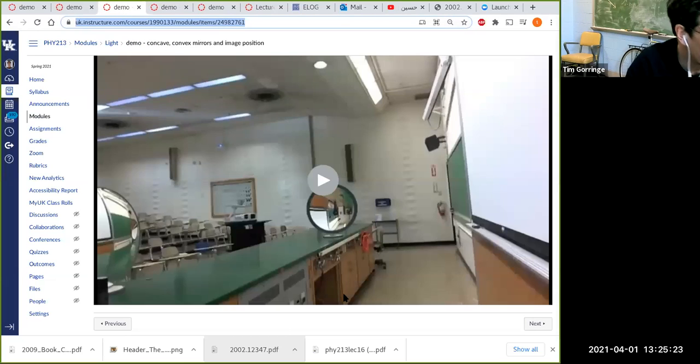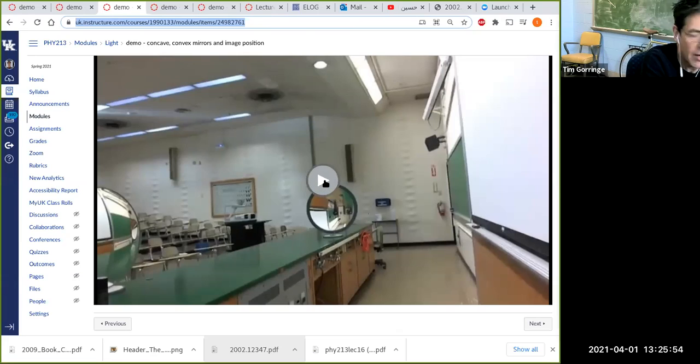Okay, so this is in the chemistry physics lecture room, and on the desktop there in front of you is a concave mirror. And I'm going to walk towards it with the camera. We're going to look at the image of me, and the image of the camera as I walk towards it, and we're going to see the features of those images.